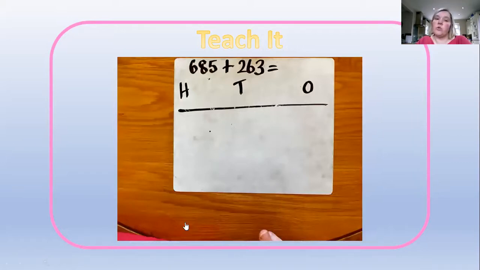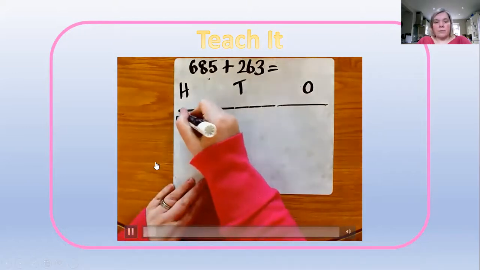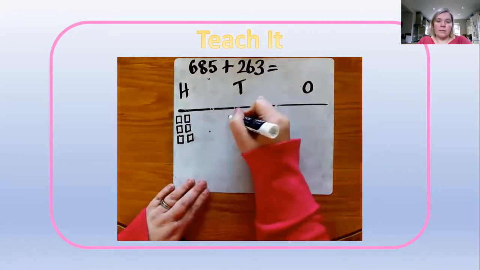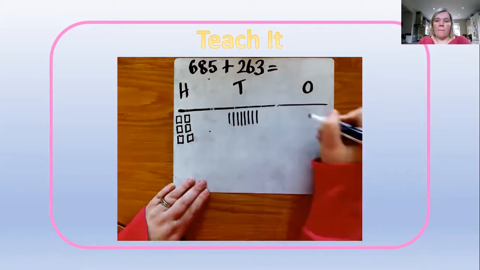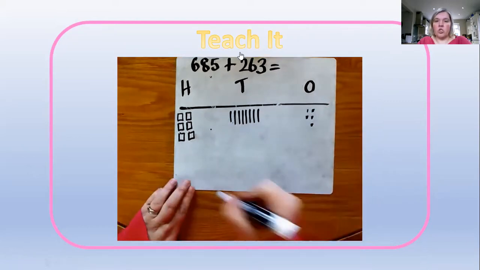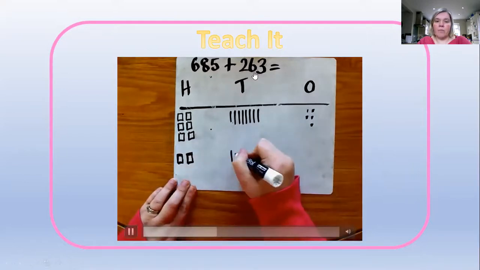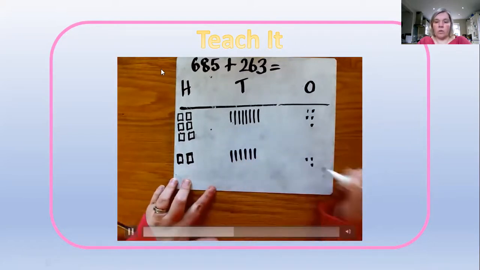Okay, so this is how you would do your pictorial for this calculation. Okay, so I've started in my hundreds and I've drawn my 6 squares, my 8 tens, and my 5 ones. I now need to do another 2 hundreds, 6 tens, remember that is 60, not 6, and 3 ones.